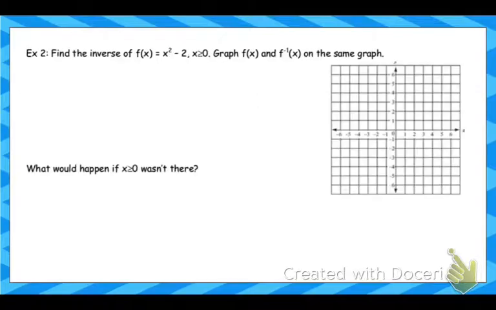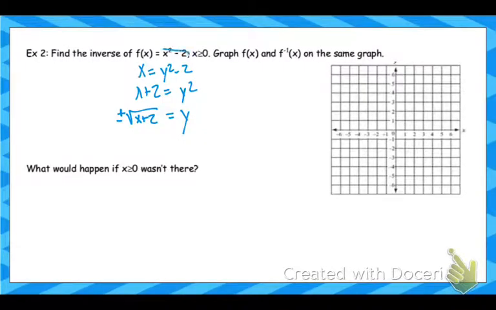All right, so now let's look at a different one. We're going to look at a quadratic. So it says to find the inverse of x squared minus 2. So I would do x equals y squared minus 2. So add 2 and square root both sides. Now the problem here is when you take a square root, we take both the positive and the negative. So let's go ahead and look at this on a graph.